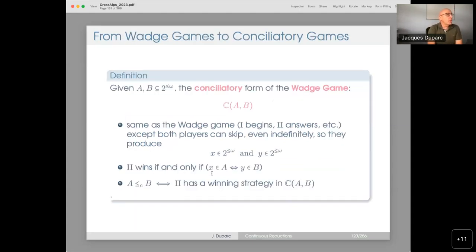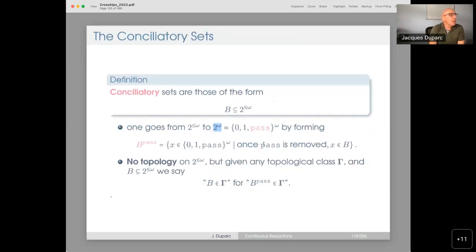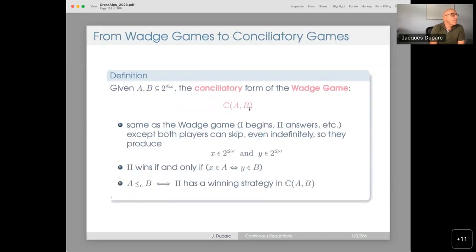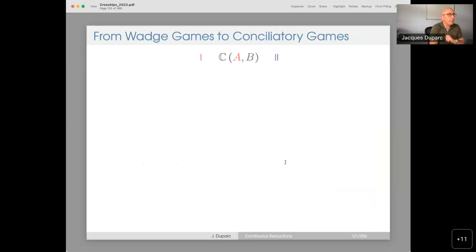From wedge games to conciliatory games. So one of the advantages of these sets, the conciliatory sets, is this. The conciliatory game. So please don't read this; I will explain what the game is. So I have A and B, two sets of finite and infinite sequences, possibly, right? The game, I call it CAV, for C for conciliatory. And I write A reduces to B, where the C stands for conciliatory, if and only if two has a winning strategy in the following game. So the game, I'll explain it right away.